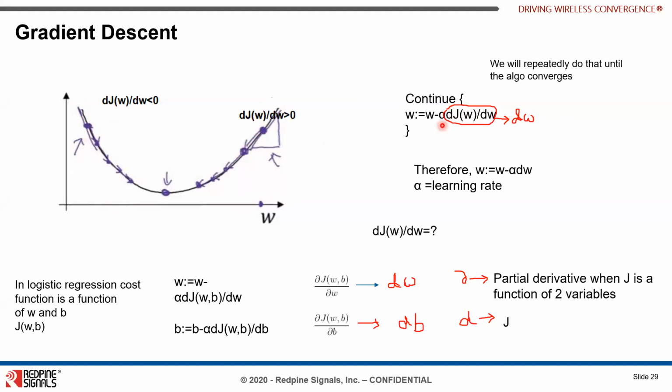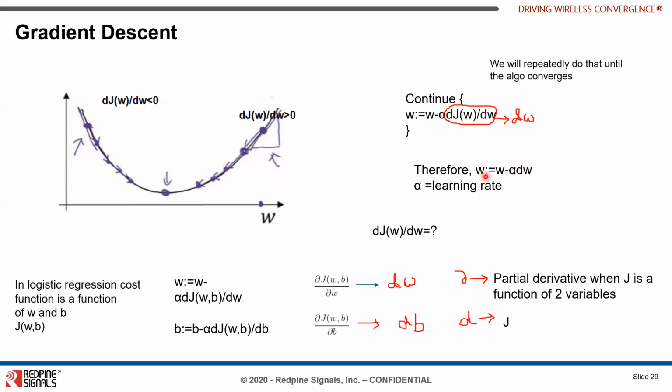That means in this function, dJ(W) by dW, you can write as only dW. So if dW is negative, you are at this particular point and moving right. If the slope is negative, ultimately how will W be updated? W equals W plus something, because this is minus and dW is also minus. Minus, minus gives plus. So it's plus.